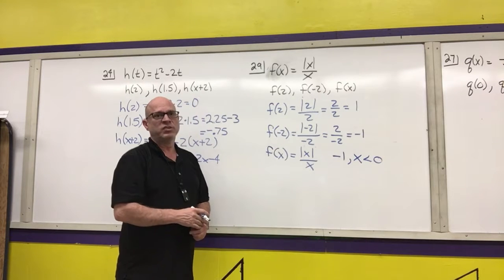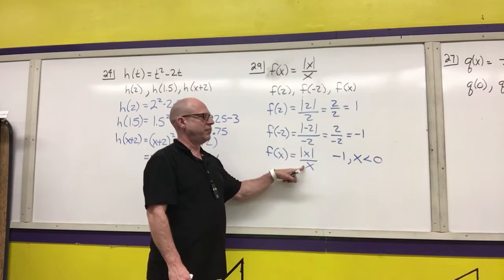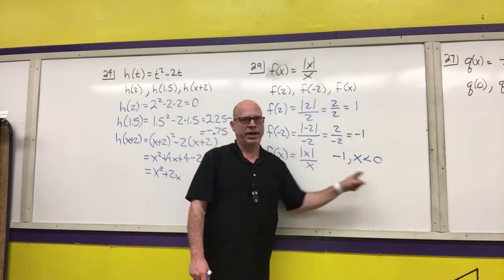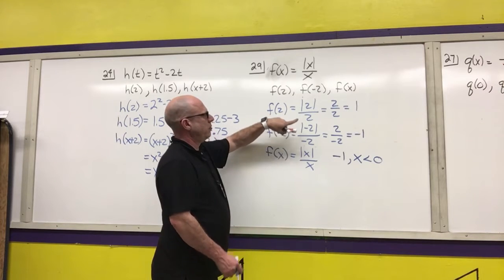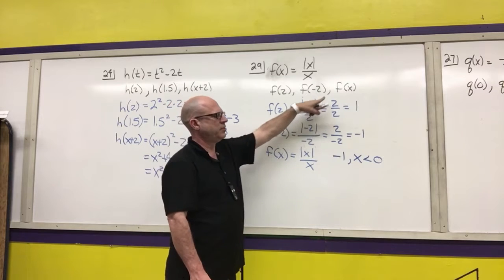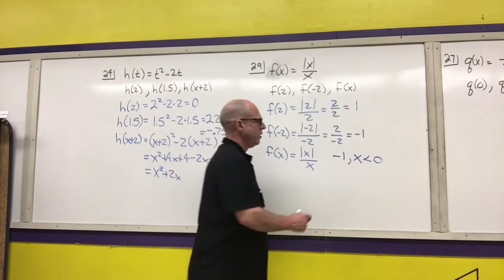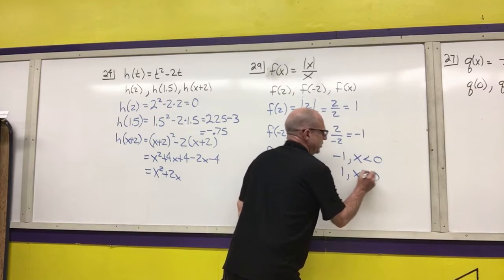Well, let's figure out what it is when x is 0. If I put a 0 in for x here and an x here, it's undefined, so I'm not even going to write a number down. And then if x is greater than 0, try another number other than the 2. Absolute value of 3 over 3 is just 3 over 3, which is 1. So it's 1 if x is greater than 0.